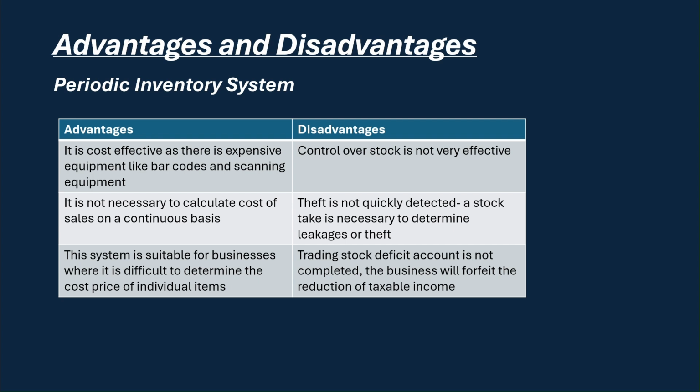And then the last one is that the trading stock deficit account is not completed, and the business will forfeit the reduction of taxable income. Let me explain this one very quickly for you. Right, listen very carefully, right? So let's start by talking about what is a trading stock deficit. A trading stock deficit happens when the closing stock or the inventory on hand, physically counted at the year end, is actually less than what is recorded in the accounting records, right?